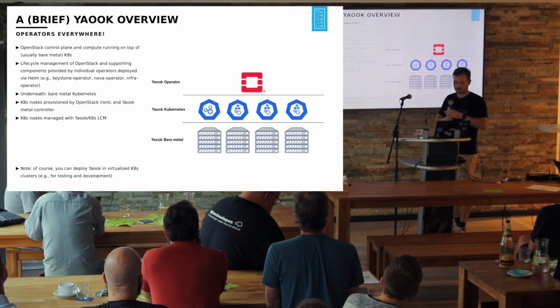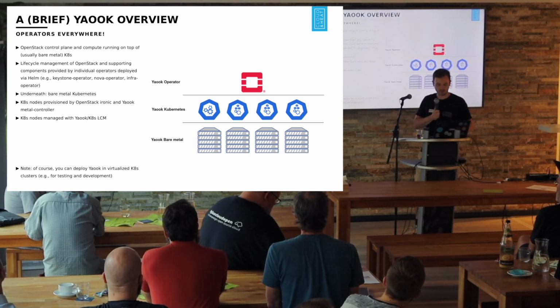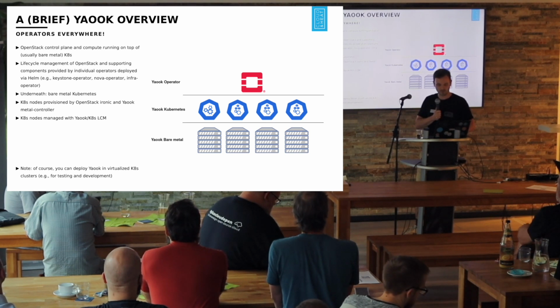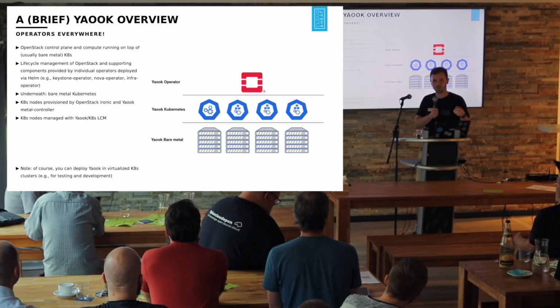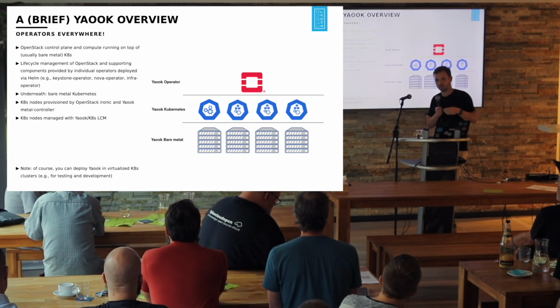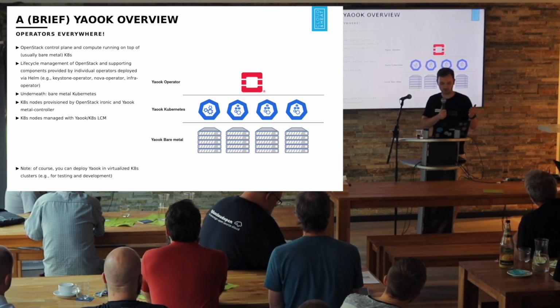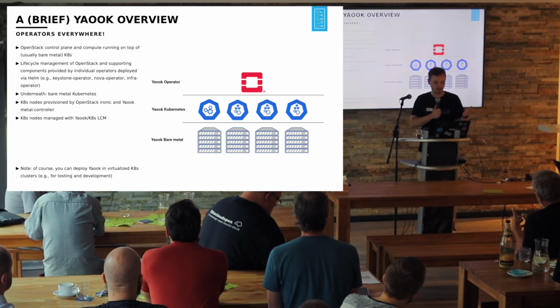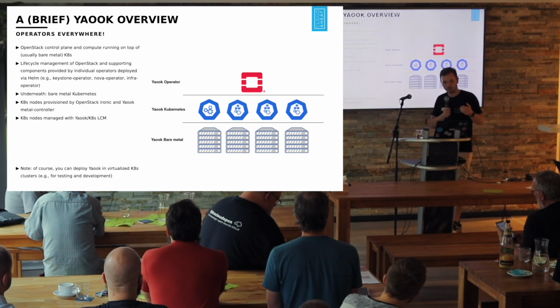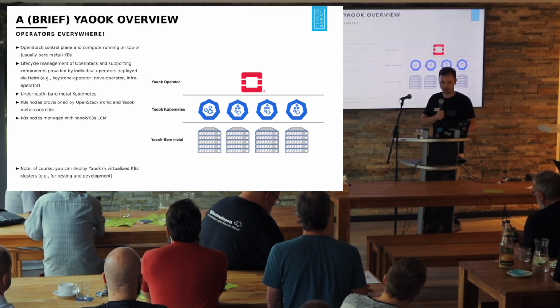Bare metal is a different beast altogether. You need to somehow provision your nodes. And for this, we have yet another solution, which involves Ironic from OpenStack, and yet another controller component provided by Yaook, which manages the whole Ironic components and the infrastructure that is needed for having OpenStack Ironic rolling out a bare metal cluster.